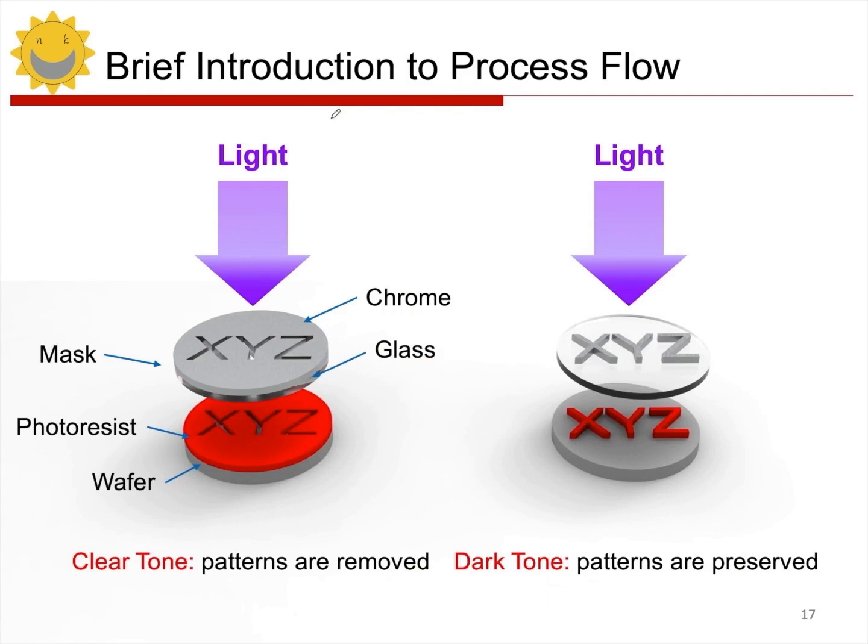Next, let's look at a three-dimensional structural diagram of chip processing to illustrate the entire CMOS process flow and how the layouts we design define our masks, as well as the roles these masks play in integrated circuit processing. Before that, we need to introduce two concepts. One is called clear tone, and the other is called dark tone. What do these two concepts mean?